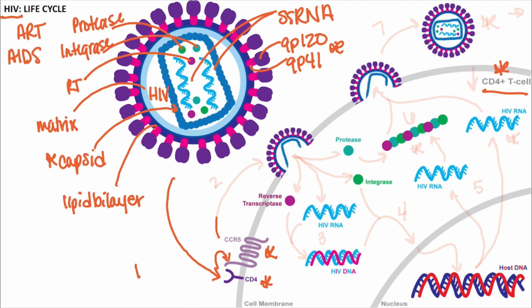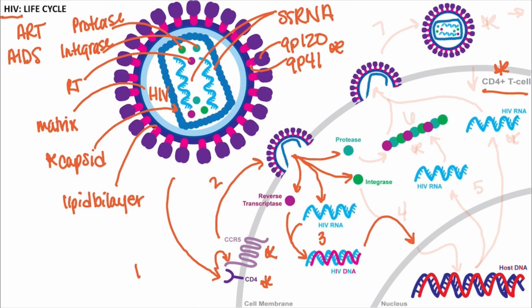step, which is going to be fusion of the HIV envelope with the CD4 cell membrane. And this will allow entry of the HIV contents into the host immune cell. Once inside the cell, HIV can use its reverse transcriptase to convert its single-stranded RNA into proviral DNA, which is our third step, which can then enter the host cell nucleus.